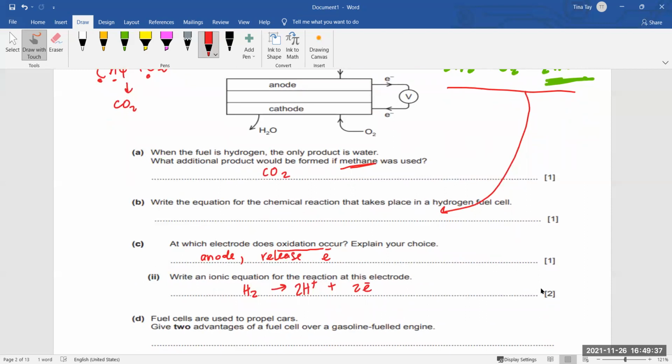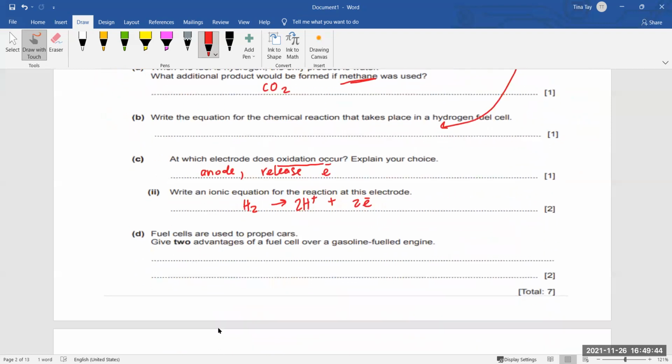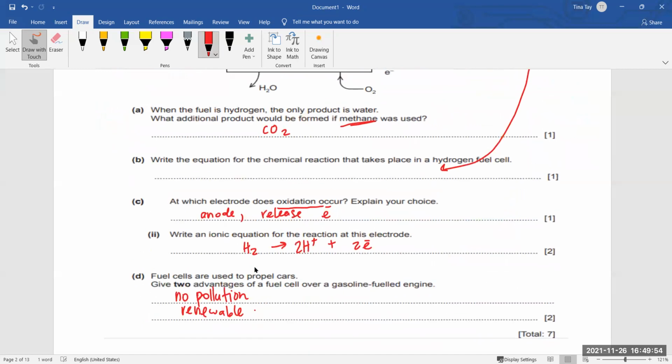Fuel cells are used to propel cars. Two advantages of a fuel cell over a gasoline fuel engine. The advantages are no pollution, and it's actually renewable. Because gasoline is a fossil fuel, eventually you will run out. But can you run out of hydrogen? No, because hydrogen reacts to form water. Water can break down again to form hydrogen. Do you understand?